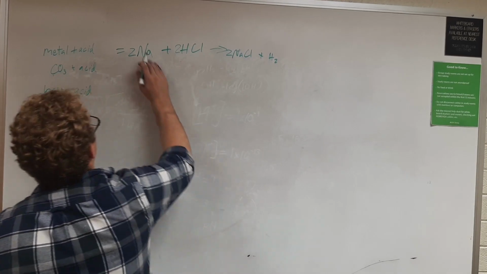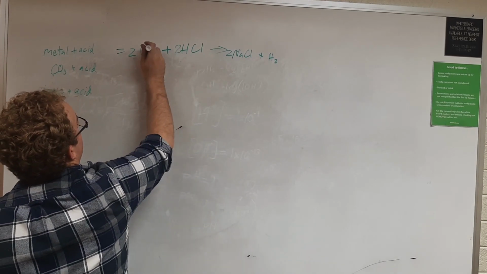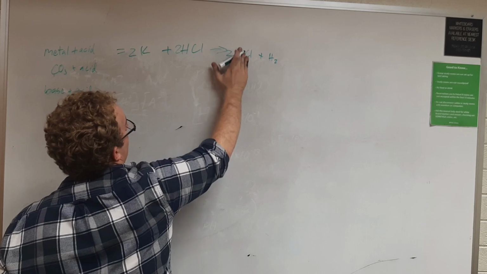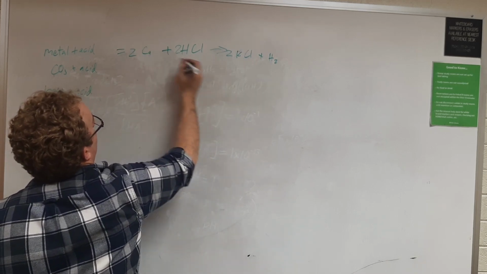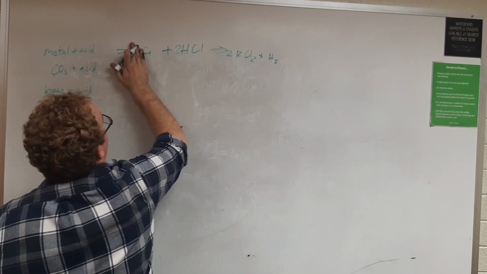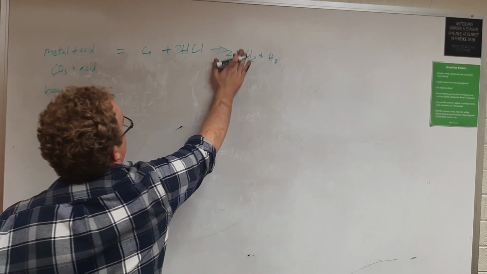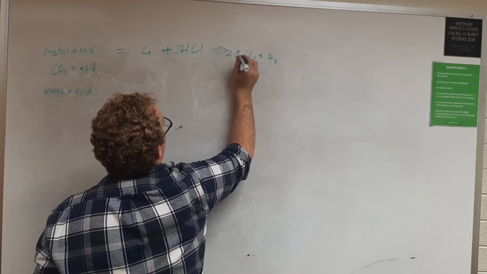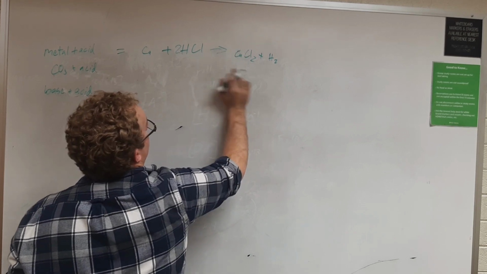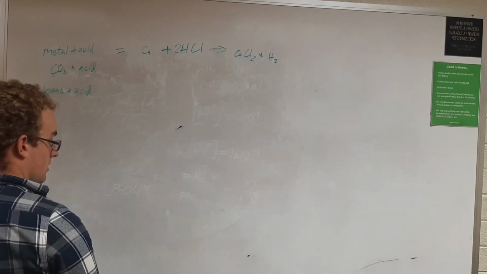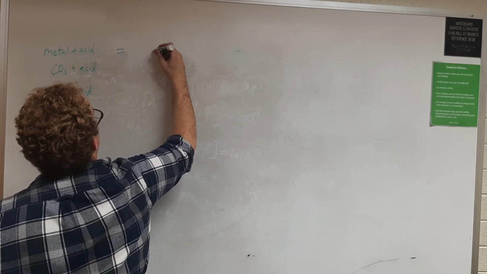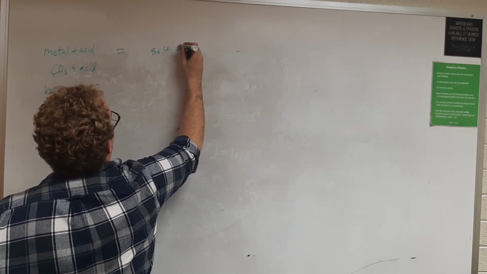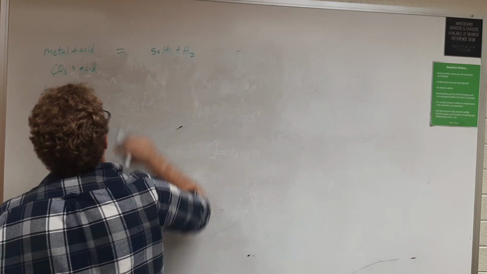So this would be the same if we had potassium here. This would just change what kind of salt it was. Or if we had calcium here, then it would create this salt and hydrogen gas. So I'll write that as salt plus hydrogen gas.